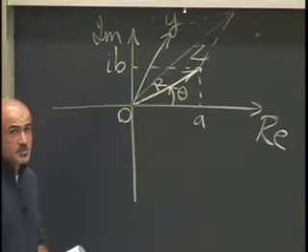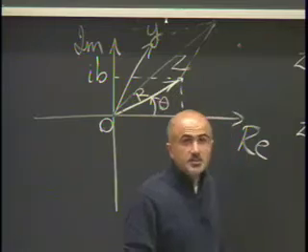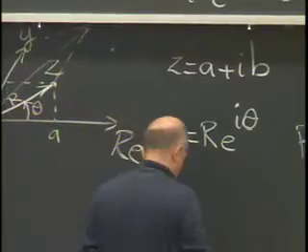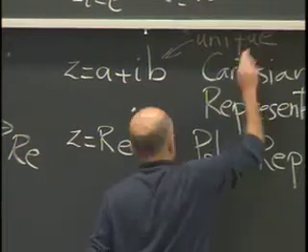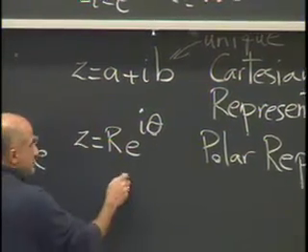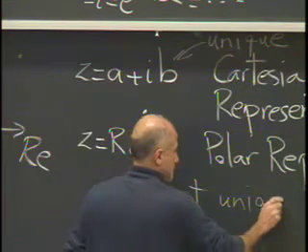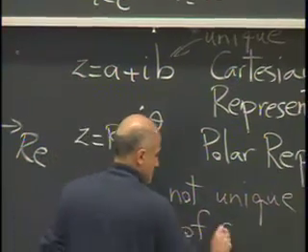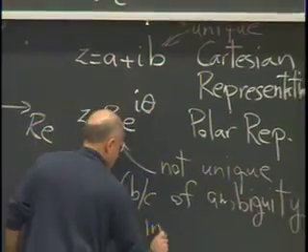And there's an important distinction between these two. The Cartesian representation is unique. But the polar representation is not unique. Why? It's the ambiguity in the angle theta. So because of ambiguity in theta.